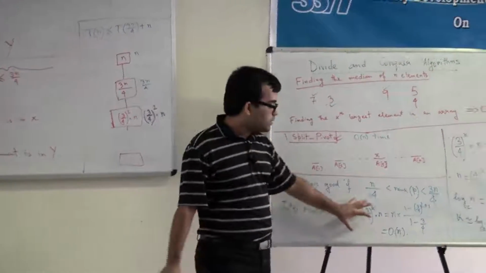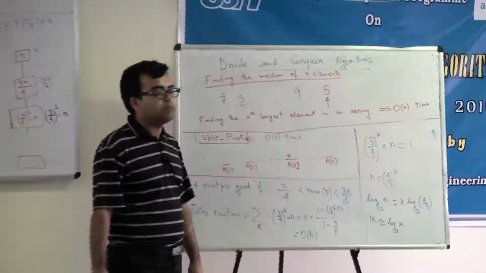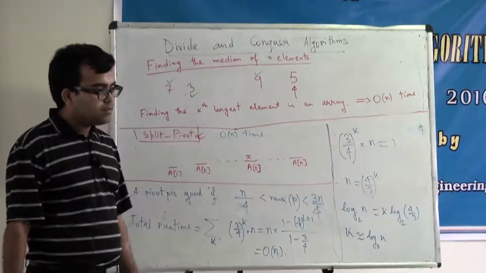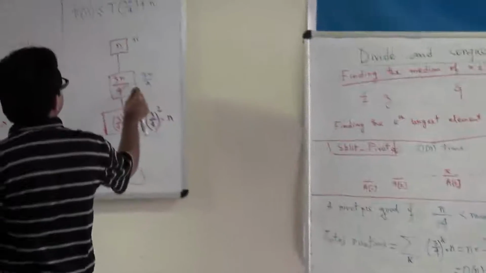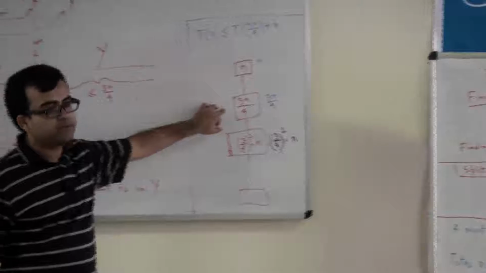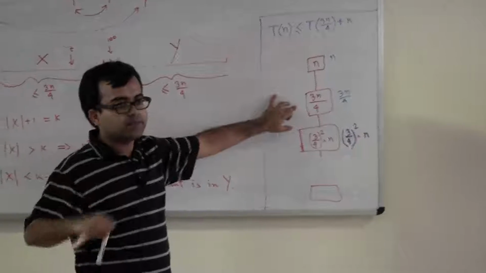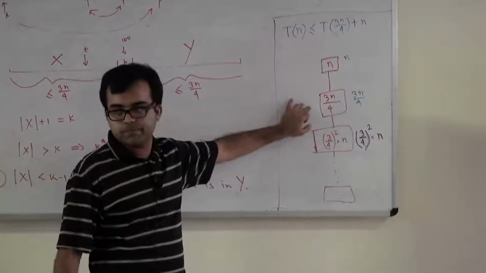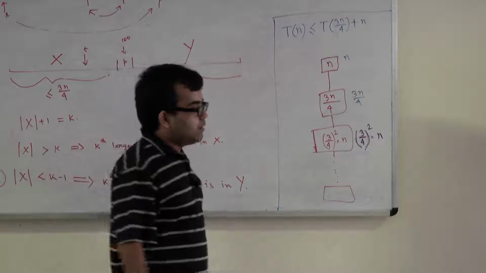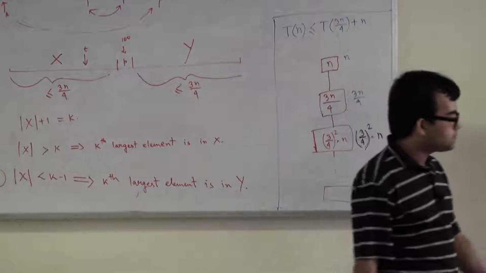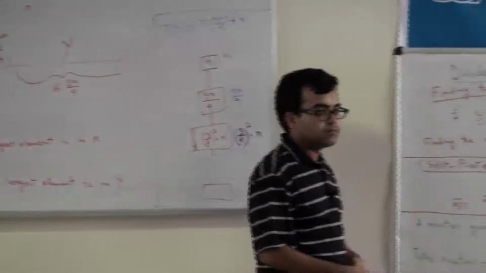And note that in the analysis, we critically needed a good pivot. Why? Because if you did not have a good pivot, the size would not be at most 3n by 4 of the subproblem. The size could be as bad as n minus 1. So how will you pick a good pivot?